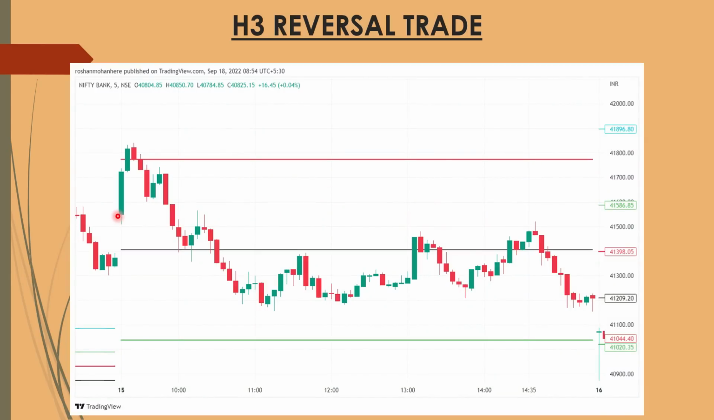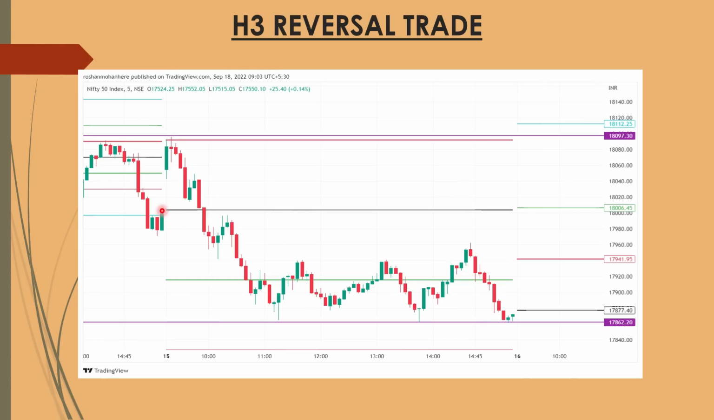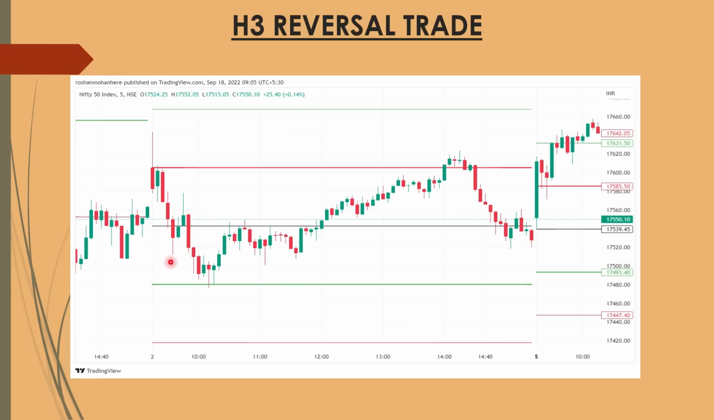Look at this, the market opened here, it went up to the H3 level. From here selling pressure came and eventually it came down. Again the market opened here, it went up to H3. Here a doji pattern formed and the market fell, reaching the target of L3. Same here. You can see the market opened here. It pierced H3, but eventually selling pressure came from here and the target was achieved.